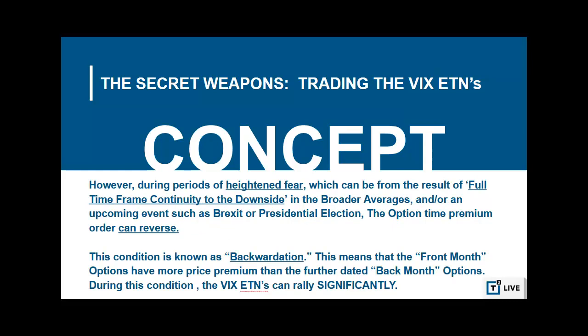So however, during periods of heightened fear, which can result from full time frame continuity downside in the broader averages, and or an upcoming known event like the Brexit or the presidential election, the option time premium can reverse. That order can go backwards, right? And that's why it's called backwardation. And this means that the front month options have more price premium than the further dated back month options. During this condition, the VIX ETNs can rally significantly. Right? We want to know about this for sure. So we're monitoring those options, and we're watching time frame continuity in the S&P.